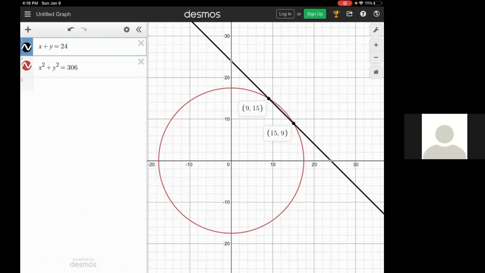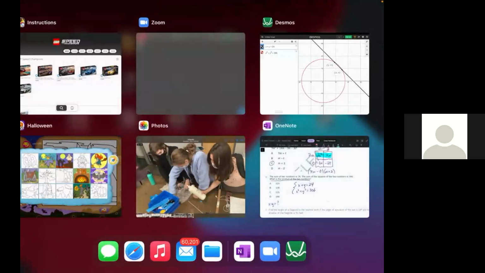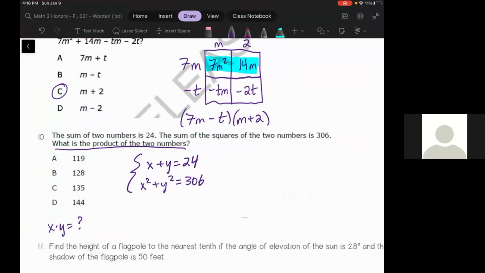Well, it just means that the first number could have been 15 and the second number could be 9, or you can flip that around. Maybe the first number is 9 and the second number is 15. It doesn't really matter, right? And the reason it doesn't matter is because to answer this question, I'm looking for what is the product of the two numbers. So either way, whether x is 15 and y is 9 or vice versa, 15 times 9 is going to be the same thing as 9 times 15.